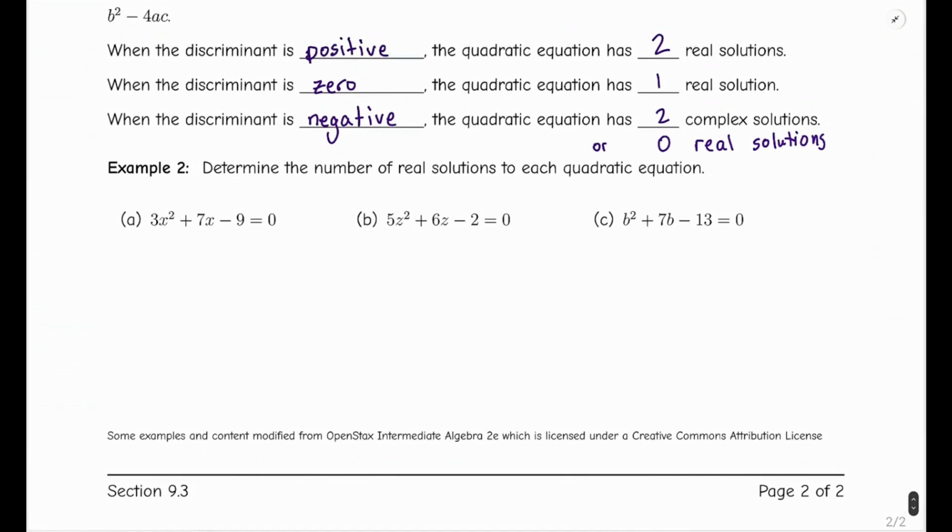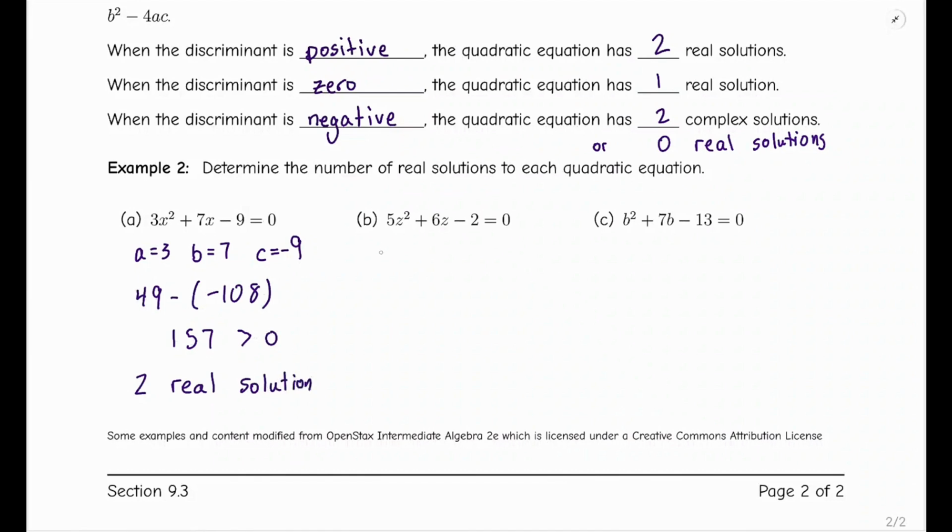Example 2. Determine the number of real solutions to each quadratic equation. So I just need to calculate the discriminant. So A is 3, B is 7, and C is negative 9 for the first part. So B squared is 49 minus 4 times A times C, which is negative 108. That gives us 157, which is positive. Another way to say positive is greater than 0. So this has two real solutions.